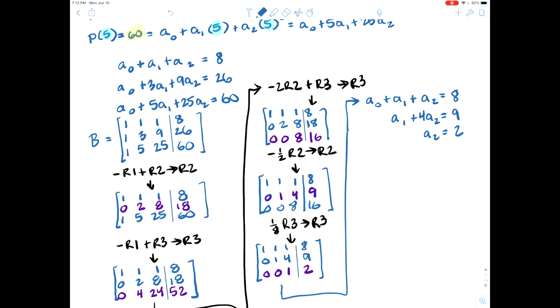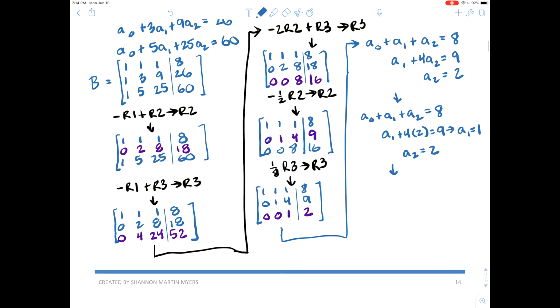So, back substituting, what will happen? Well, here we go. We still have our A0 plus A1 plus A2 is 8. But if I back substitute A2 equal to 2 into the second row, I'll have A1 plus 4 times 2 is equal to 9, right? And then we'll end up with what? A1 will be 1, I believe. And we still have that A2 is 2.